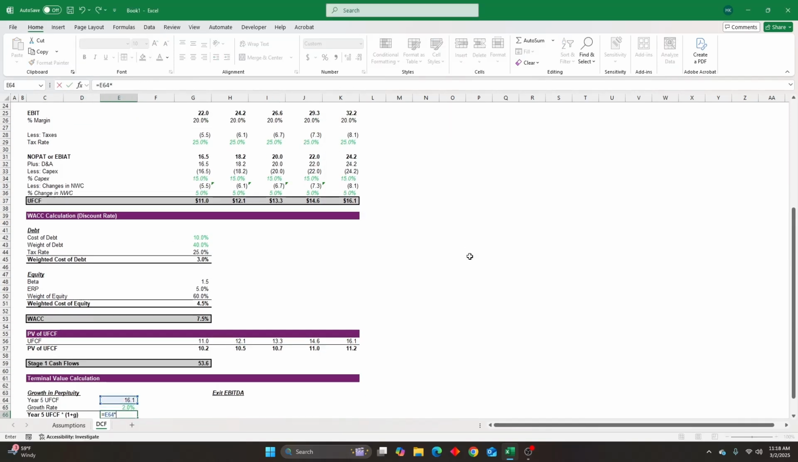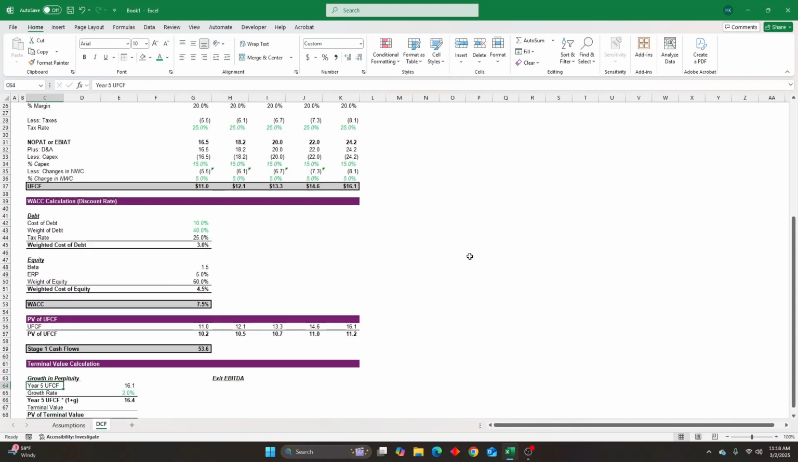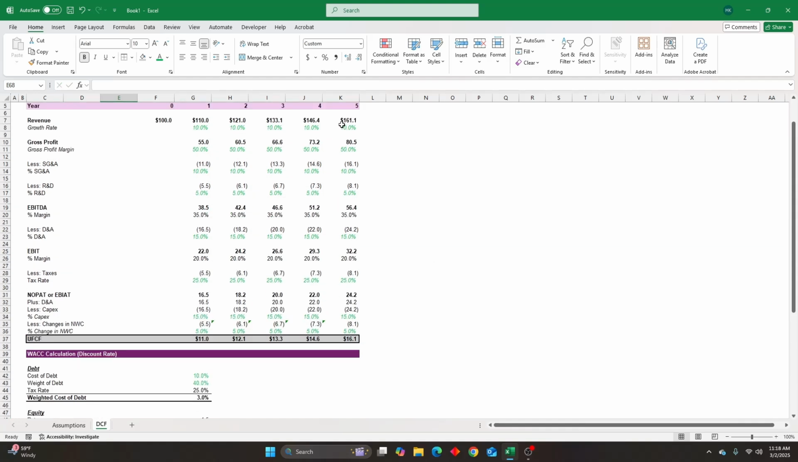And so we'll grow this the same way we've done with our revenue, this times 1 plus our growth rate. Then to get our terminal value, we'll do exactly as I talked about over on the left side. It'll be this dividend, what we're treating as a dividend, divided by our WACC minus our growth rate. And so once we have that, that'll give us our terminal value in year 5.